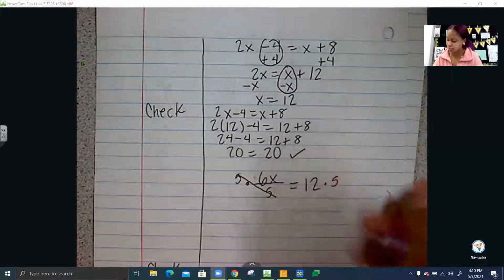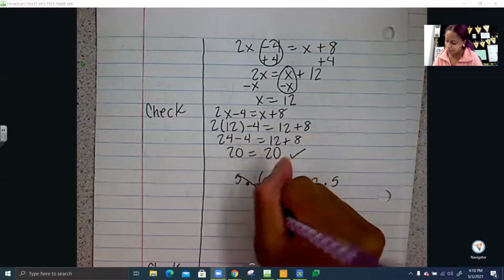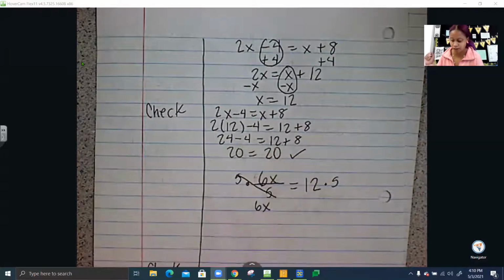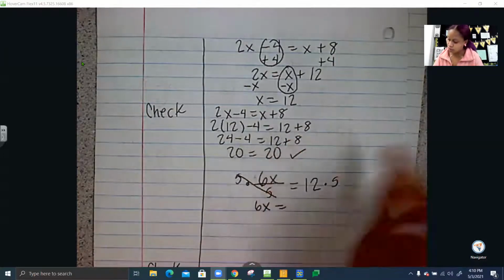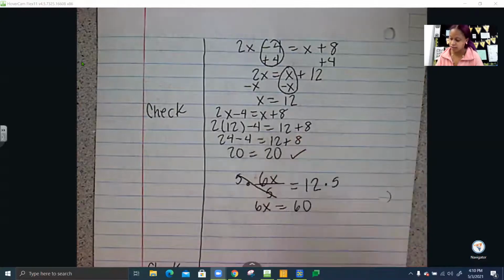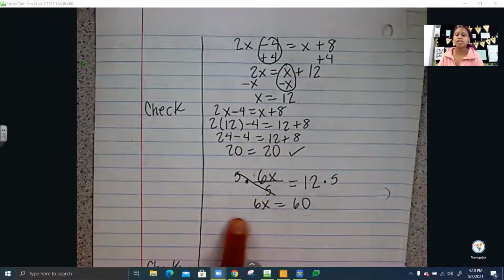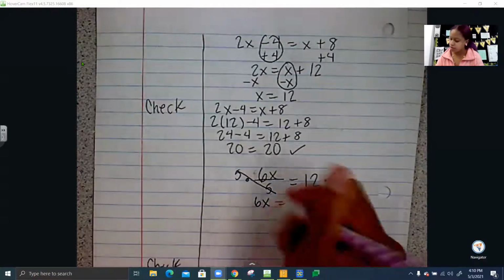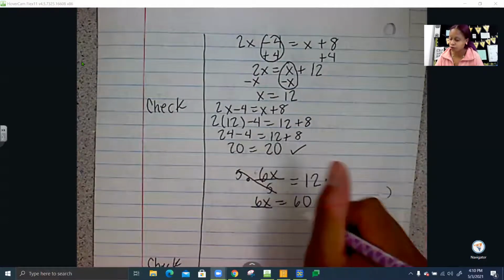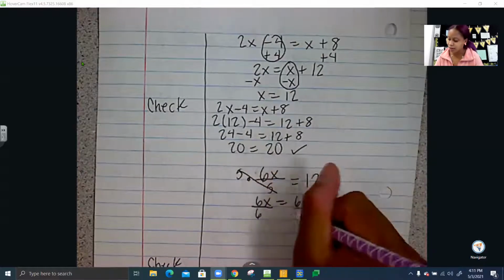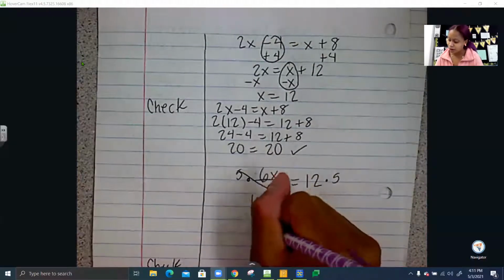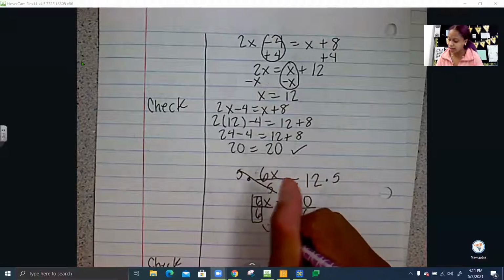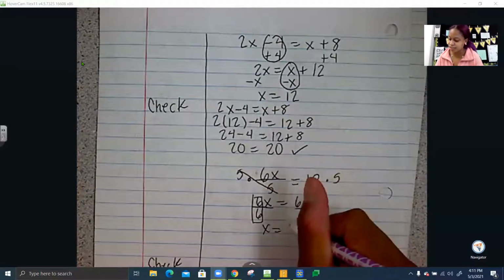And then you're left with 6x in the numerator. And it's left alone because the 5 is gone. Equals 12 times 5 is 60. So now we're left with 6x equals 60. And we need to still get rid of our 6. And remember, this is multiplication, so the inverse would be to divide. So we're going to divide by 6 on both sides. Our giant 1 was made. x equals 60 divided by 6 is 10.